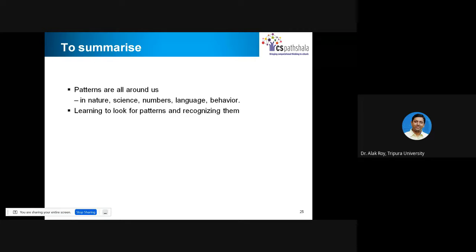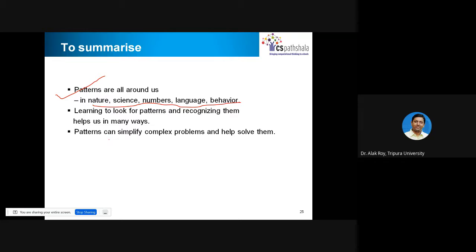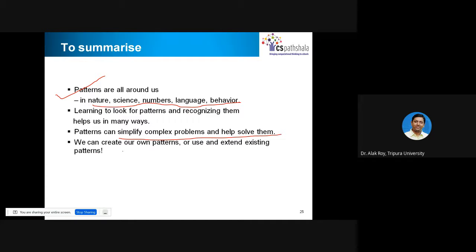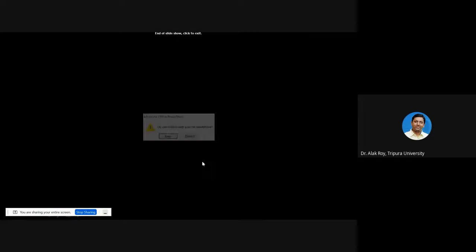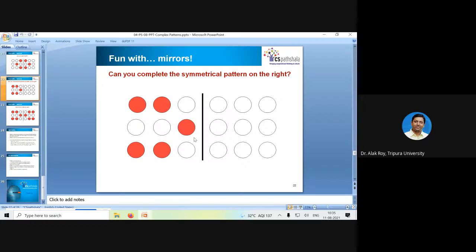So to summarize, we can say patterns are all around us, maybe in nature or science, maybe in numbers, language, or behavior. Learning to look for patterns and recognize them helps us in many ways. It simplifies complex problems and helps us solve them. We can create our own patterns or use and extend existing patterns. Patterns may be symmetric or asymmetric. Okay, so with this, the class 4 lecture will end.